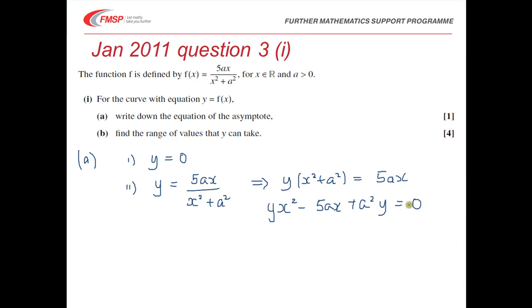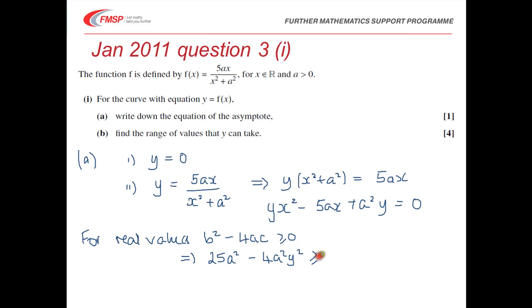Now, the quadratic needs to have real solutions for our graph to exist. So real solutions for this quadratic are going to be when b squared minus 4ac is greater than or equal to 0. So for real values of x, b squared minus 4ac must be greater than or equal to 0. So that implies that 25a squared minus 4a squared y squared is greater than or equal to 0.